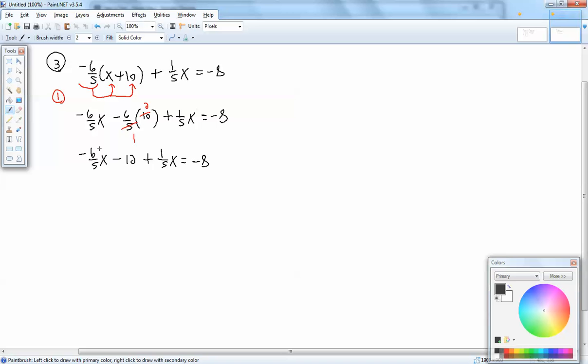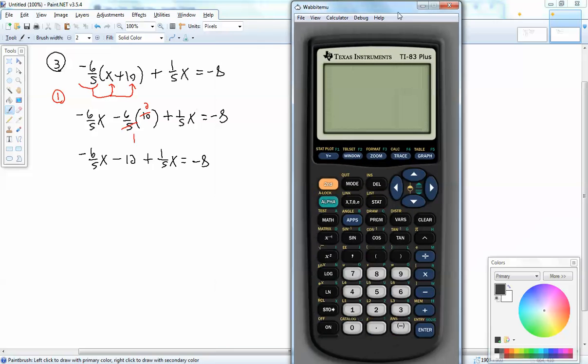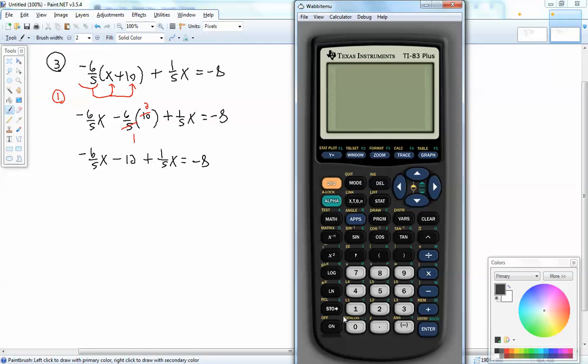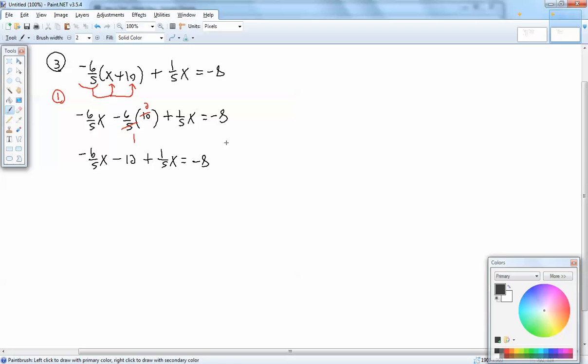Now, if you stink at fractions, you could plug this into your calculator. Negative 6 divided by 5 times 10. Enter. And you see we get our negative 12, which we have right here. So just because I'm doing it by hand here doesn't mean you necessarily have to.